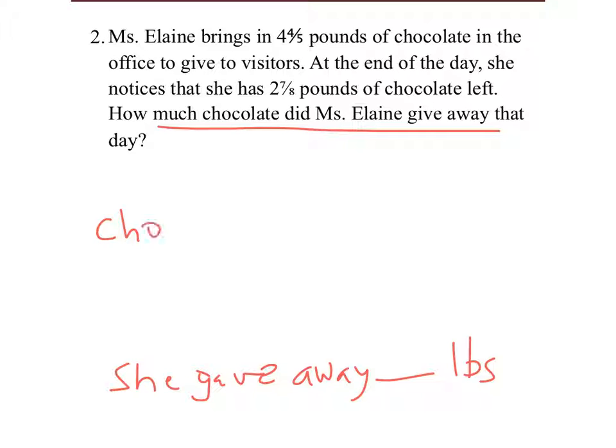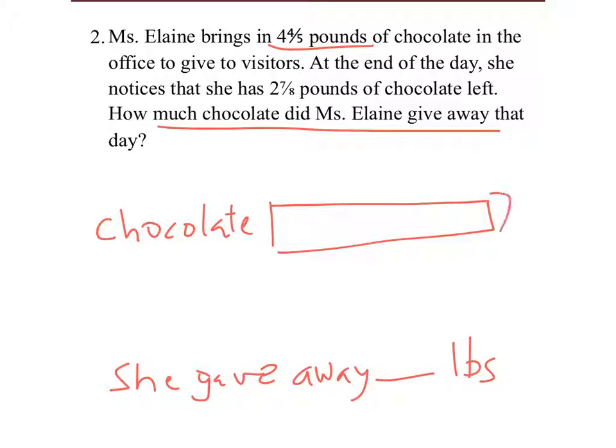Okay. So what is it we're dealing with? We're dealing with chocolate. And the total is 4 4/5. So we make our unit bar and we say the total was 4 4/5. So she gives away some, and at the end, there's 2 7/8 left. So the question mark is, how much did she give away? So she gave away some, and then when you check, there was 2 7/8 left.